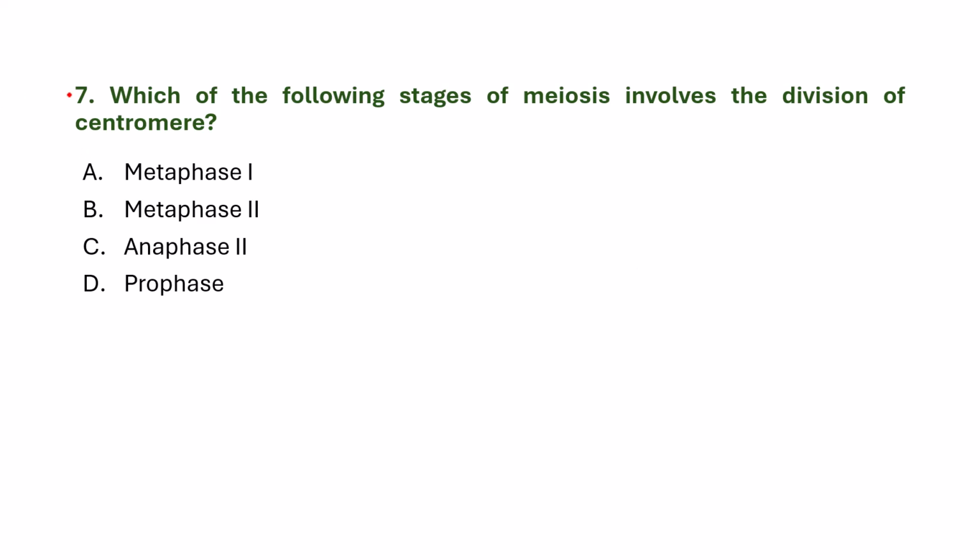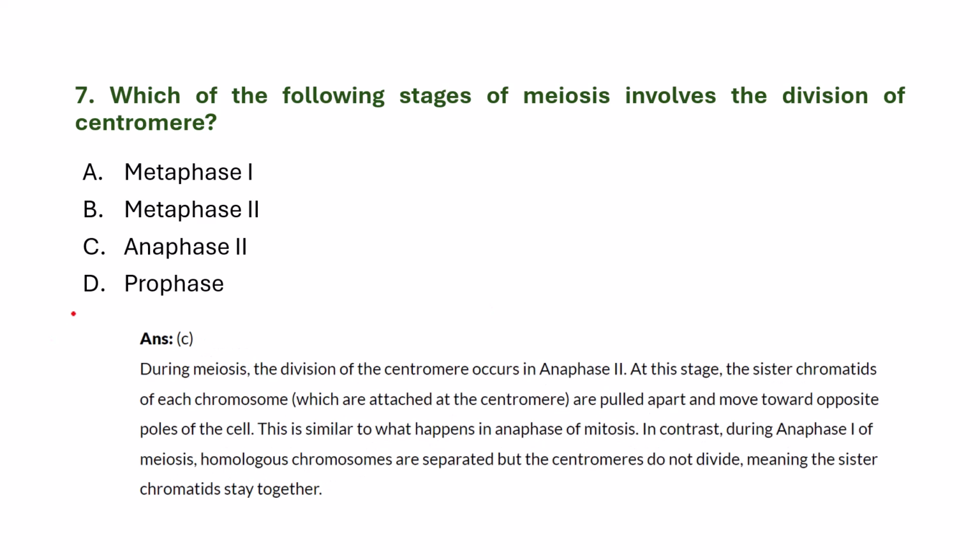Question number 7. Which of the following stages of meiosis involves the division of centromere? Options are metaphase 1, metaphase 2, anaphase and prophase. So the answer is C, anaphase.